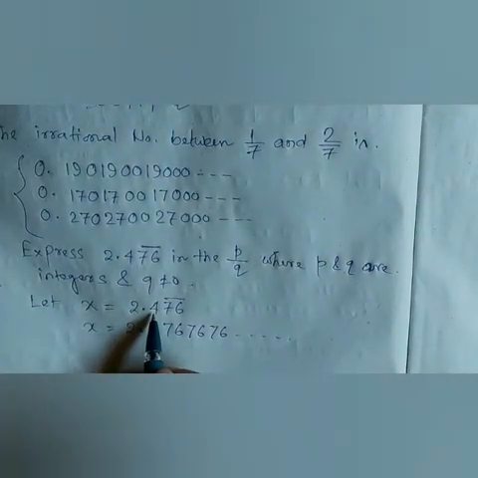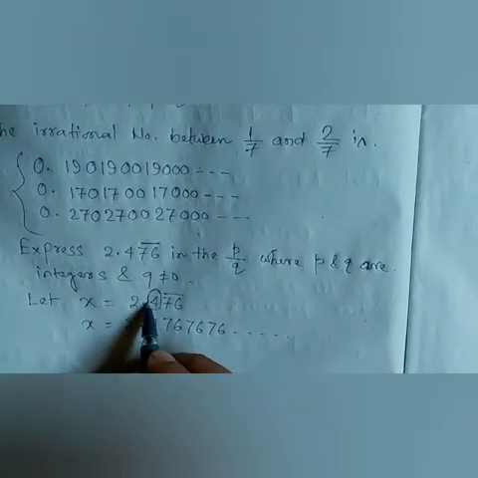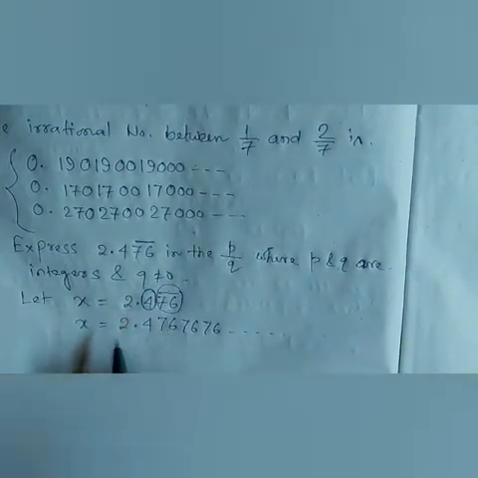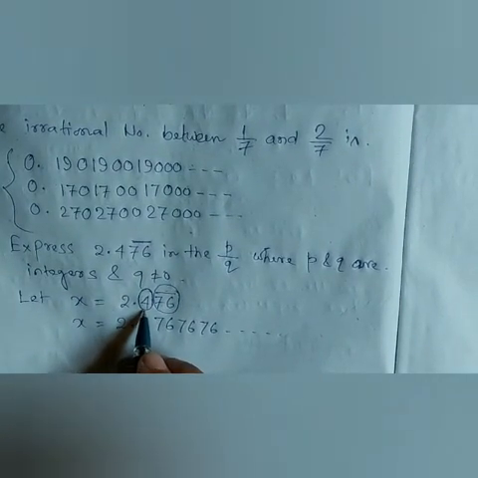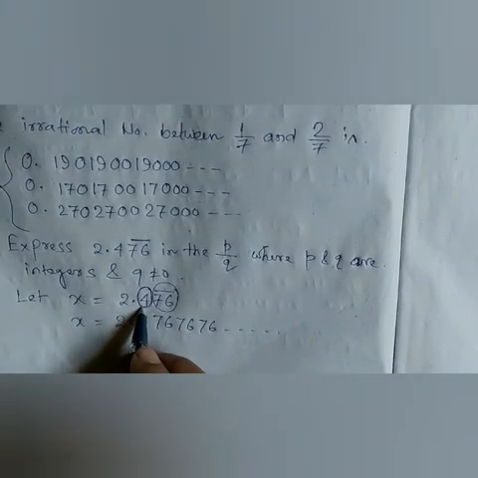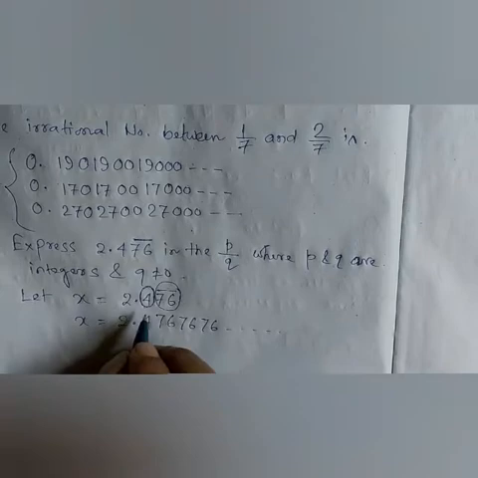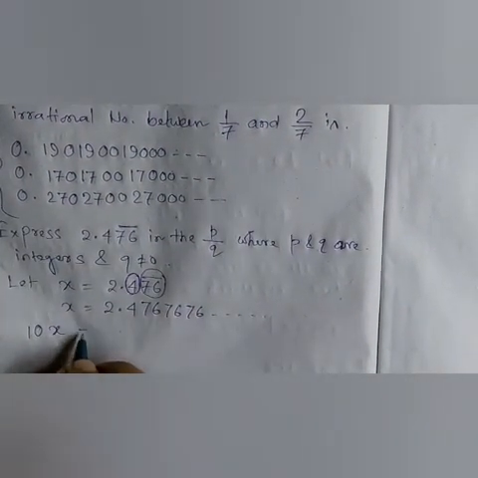Now after the decimal, this number is non-repeated and these two numbers are repeated. So first you have to consider the non-repeated number. That means we have to consider only one number. So we have to multiply by 10, so 10x. So what is the value of 10x?